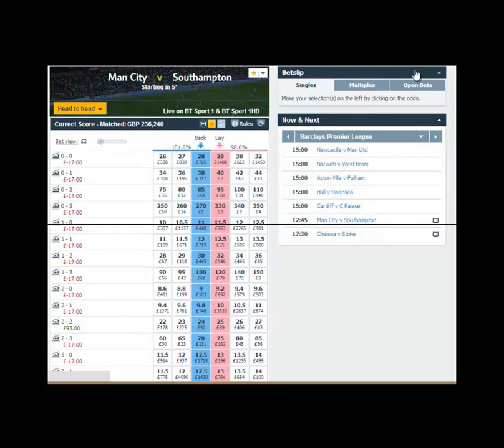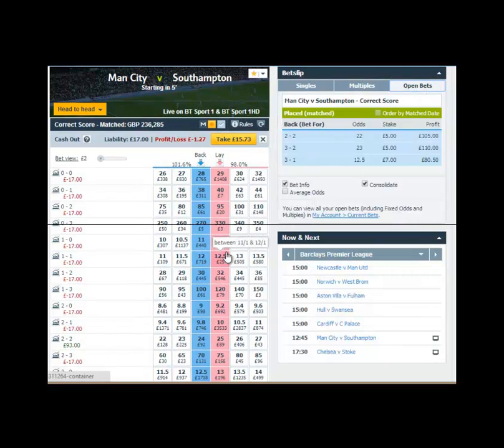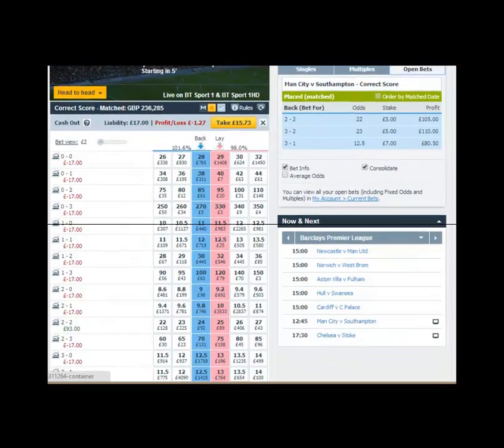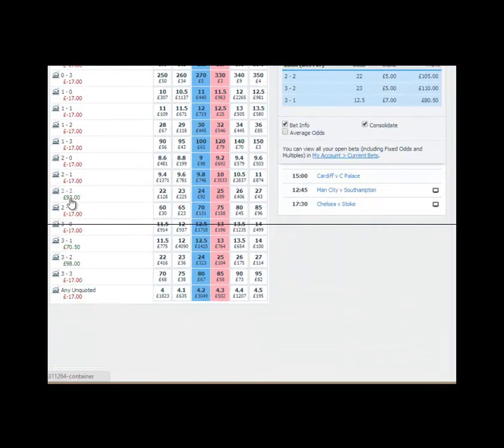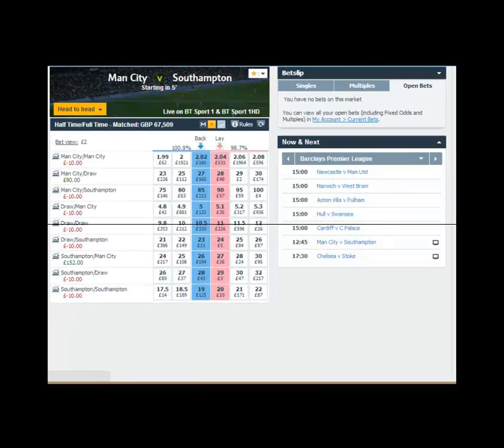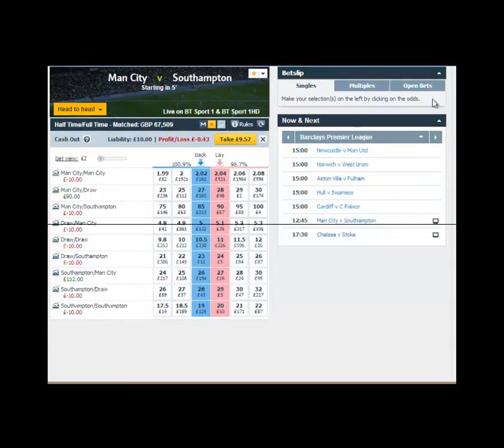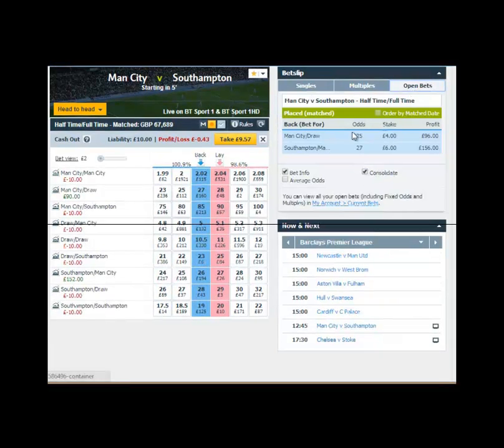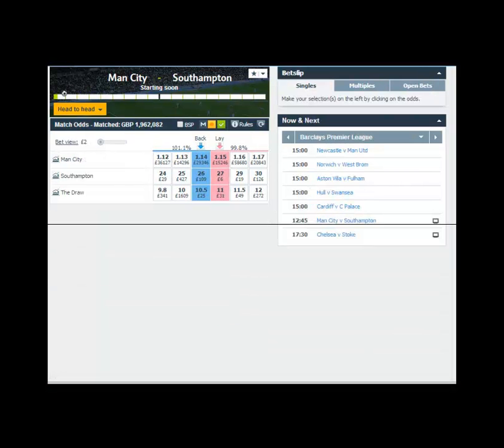So the idea really was that I thought that Man City were obviously going to win this game, but the score lines in the correct score market I chose reflected the fact that Southampton could at least get one and maybe even two goals. I added actually a half-time, full-time market trade, excuse me, for £10 on Man City the draw and Southampton Man City, should Southampton take an early lead in that particular game.